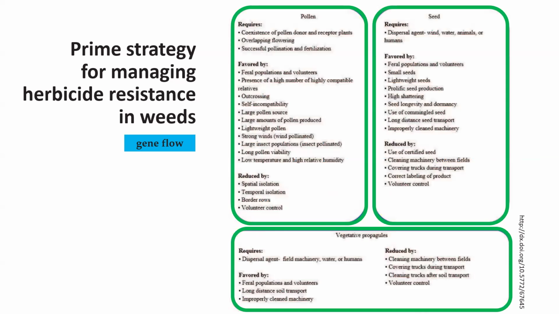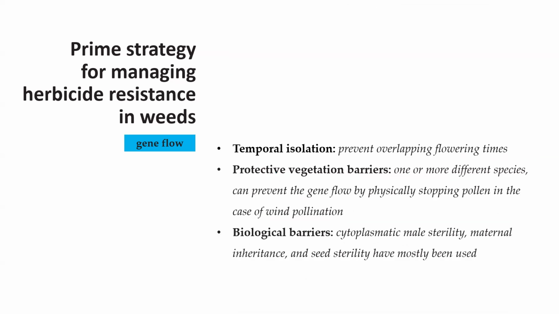So gene flow can happen through pollen, seed, and also vegetative propagules. And then how to prevent this gene flow? We can do temporal isolation. For temporal isolation, we synchronize flowering times to prevent cross-pollination.